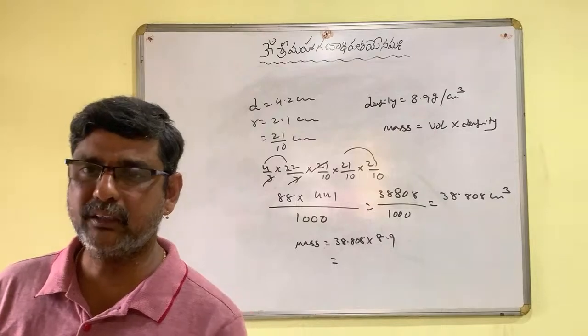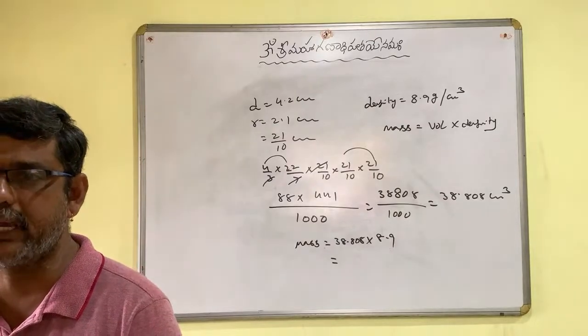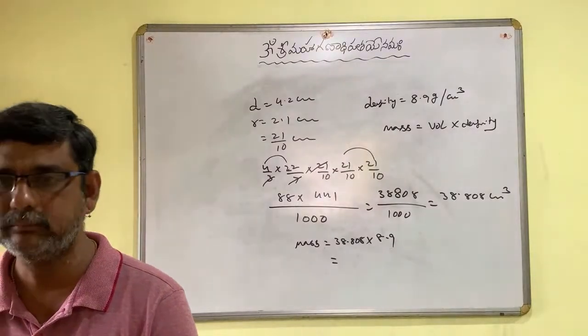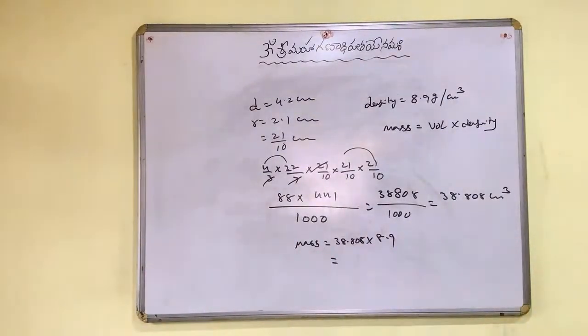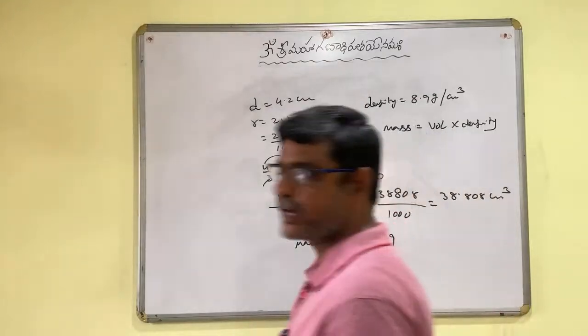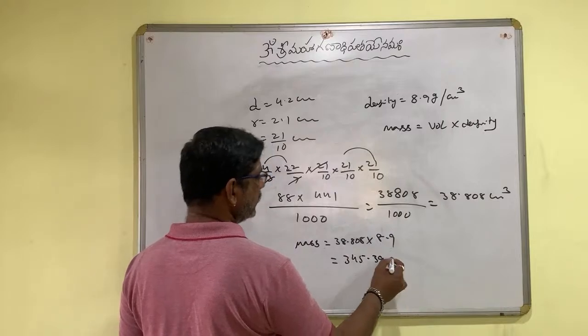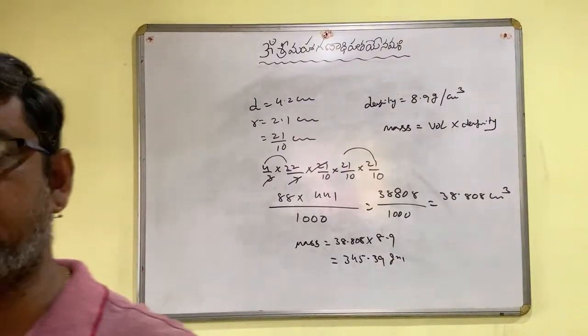Somebody says 345.39, 345.32. Which is right? Point 391 is right. Yes. So maximum students say 345.39 grams. That is the answer. Okay?